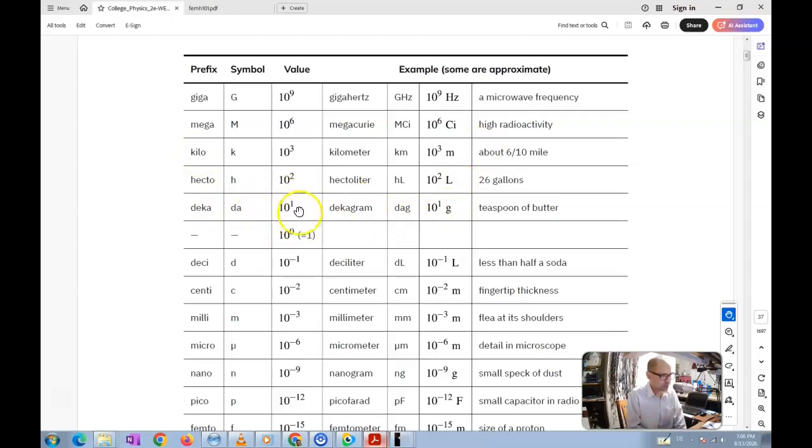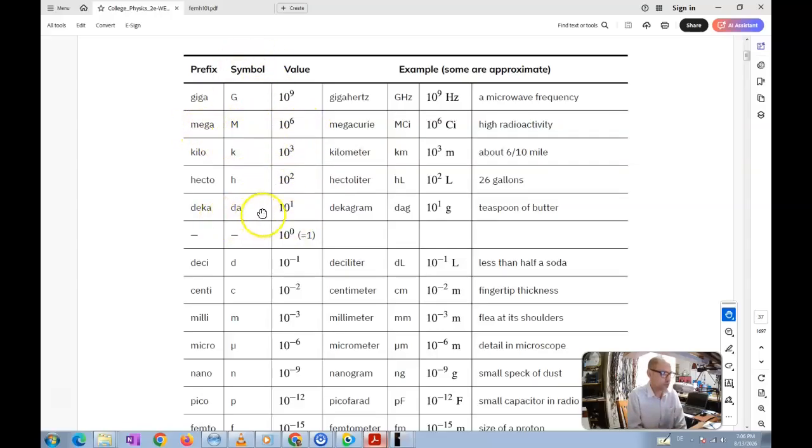So 10 raised to the power 1 has been called deca. 10 raised to the power 2 has been called hecto. 10 raised to the power 2 is 100, meaning a 1 and 2 zeros. 10 raised to the power 3 is a kilo. For example, we say a kilogram, right? Or a kilometer. That's 10 raised to the power 3, a 1 and 3 zeros in front of it. 10 raised to the power 6 has been called the mega.